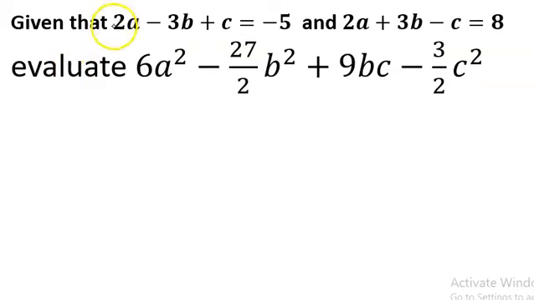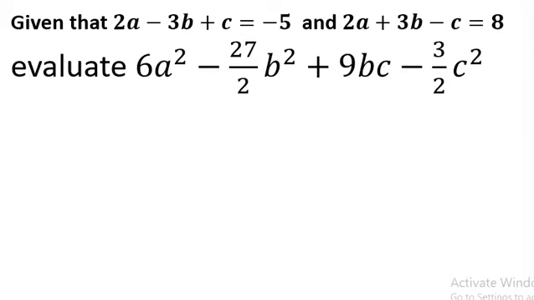To some mathematics. In this video, given that 2a minus 3b plus c is equal to minus 5 and 2a plus 3b minus c is equal to 8, we are to evaluate this expression. Okay, now this is a problem in algebra, so you need high manipulative skill to be able to solve this. You have two equations. If you decide to solve it simultaneously, you'll be in hell. So let's see how we are going to do this.